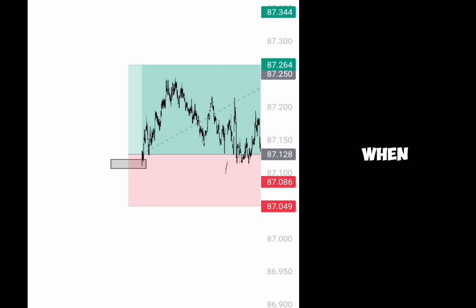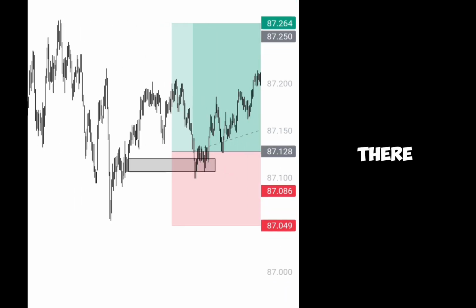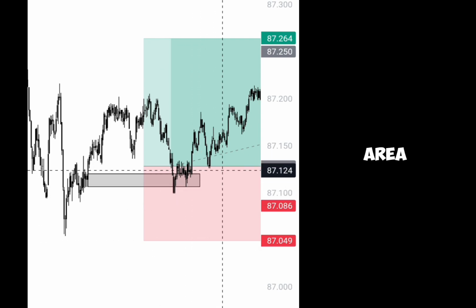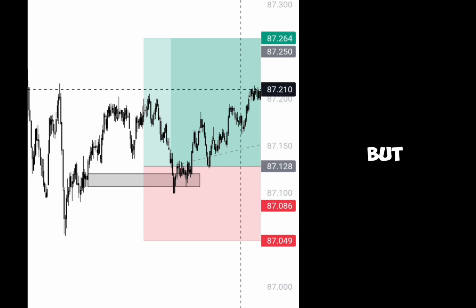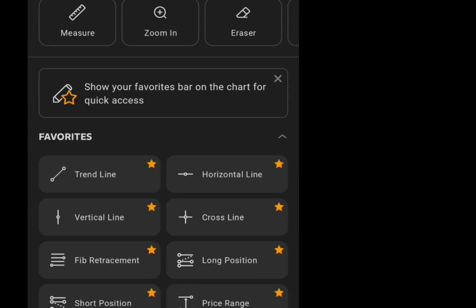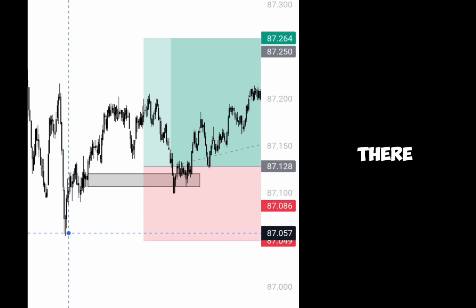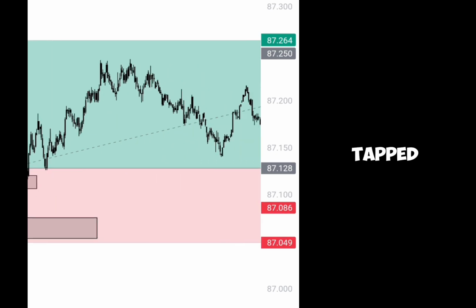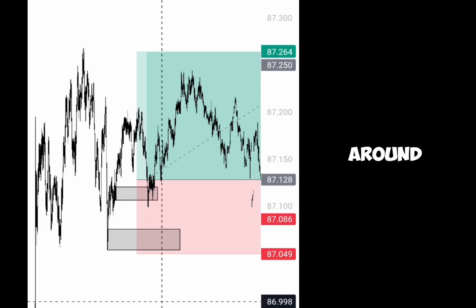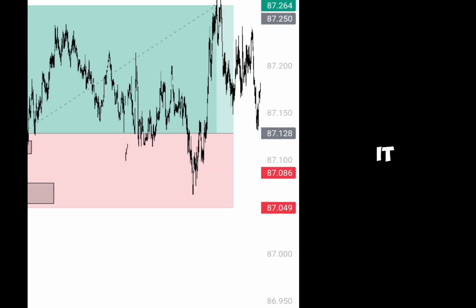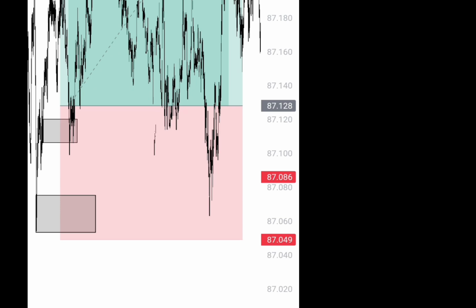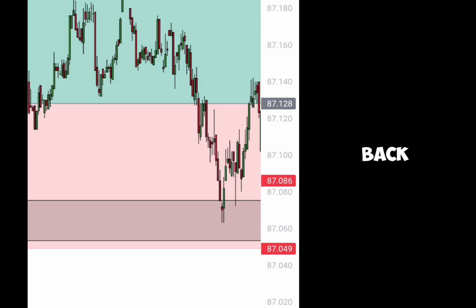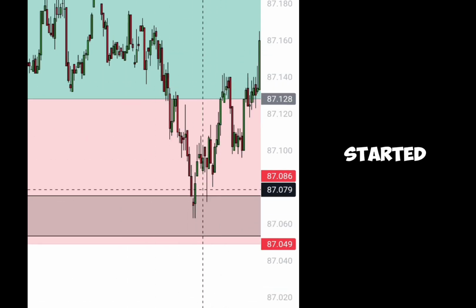Okay, so you see when we tapped into that area right there, I told you that we are going to be getting somewhere around here. When we tapped into that area, we started moving up, but at some point we came back down there. Like I said, there was another block right there. So we tapped it, even though we went up somewhere around here, we still tapped it back here. So you see this area here, we came back and tapped it down here and started pushing upward.